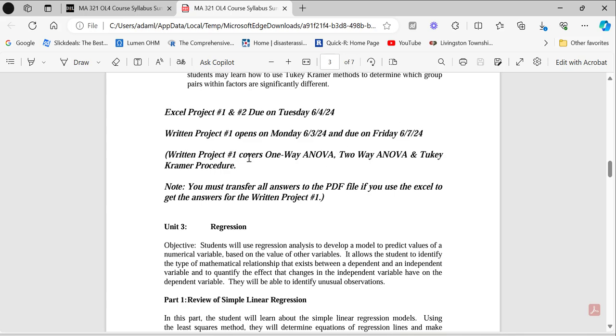And written project number 1 covers one-way ANOVA, two-way ANOVA, and the Tukey-Kramer procedure. And you must transfer all the answers to the PDF file if you decide to use Excel for the written project number 1. Okay.